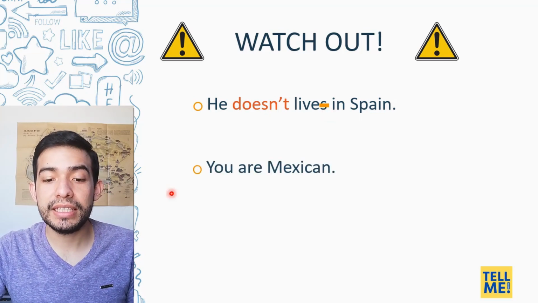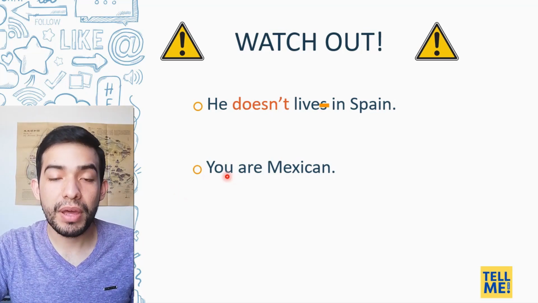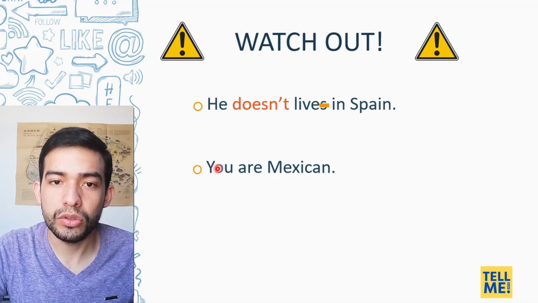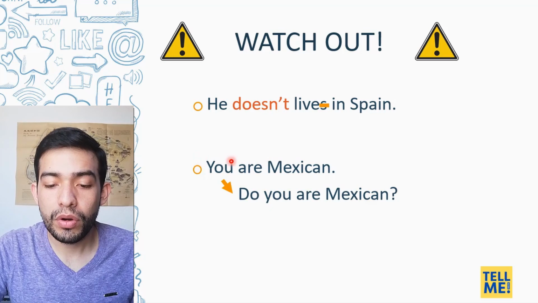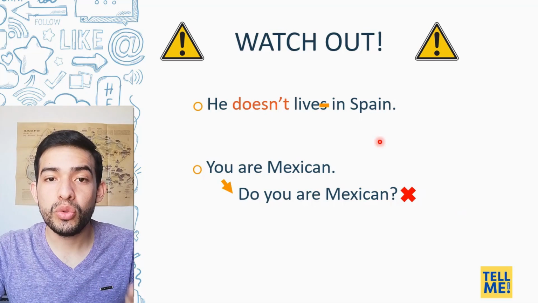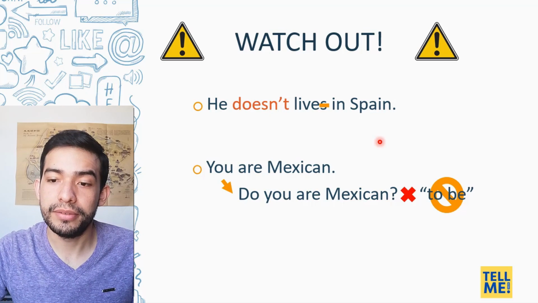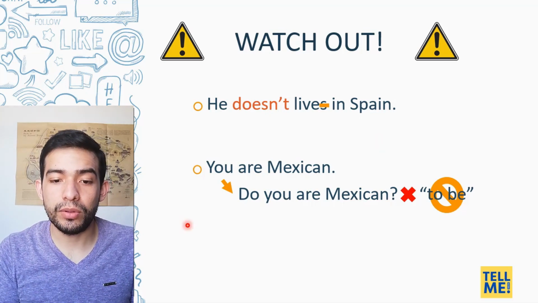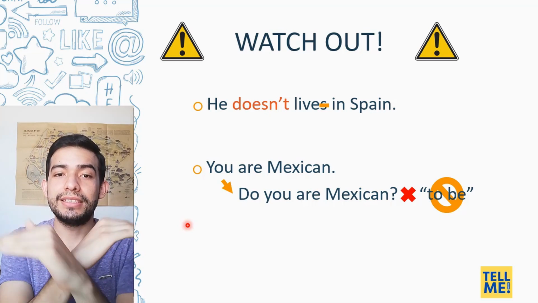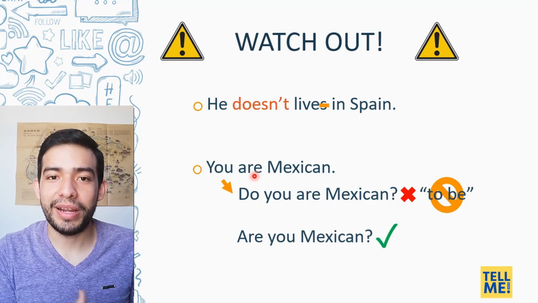Next one, if we have the sentence, you are Mexican, how can I make a question? Well, maybe you think, okay, we find the subject, which is you, and the auxiliary is do, so we put it here. Do you are Mexican? No, incorrect. Remember, we don't use do or does with the verb to be, never, okay? And are is the verb to be. So this is actually very simple. All we have to do is change the subject and the verb like this. So you and are would be, are you Mexican? And this is the correct answer.